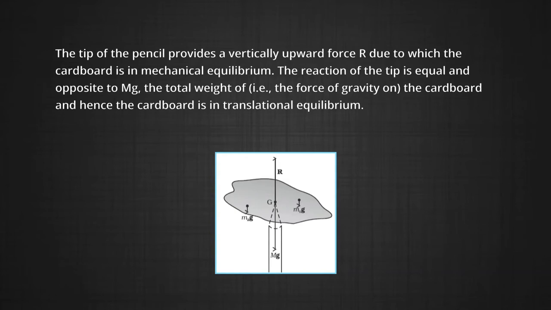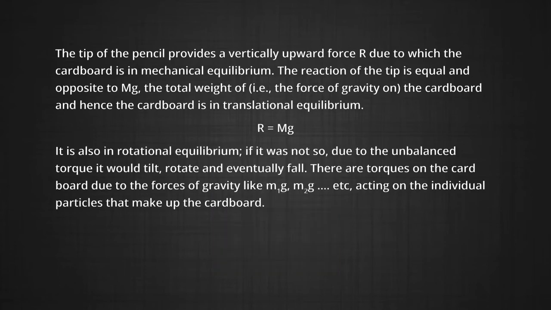The tip of the pencil provides a vertical upward force R, due to which the cardboard is in mechanical equilibrium. As shown in the figure, the reaction of the tip is equal and opposite to mg, which is the total weight of the cardboard, or the force of gravity. Hence, the translational equilibrium equation can be written as capital R is equal to mg. It is also in rotational equilibrium as the cardboard is not trying to rotate. If it was not, due to the unbalanced torque, it would have tilted, rotated and eventually fallen.